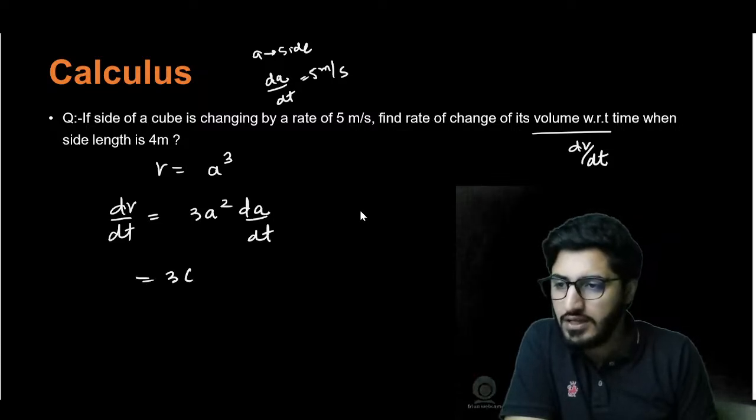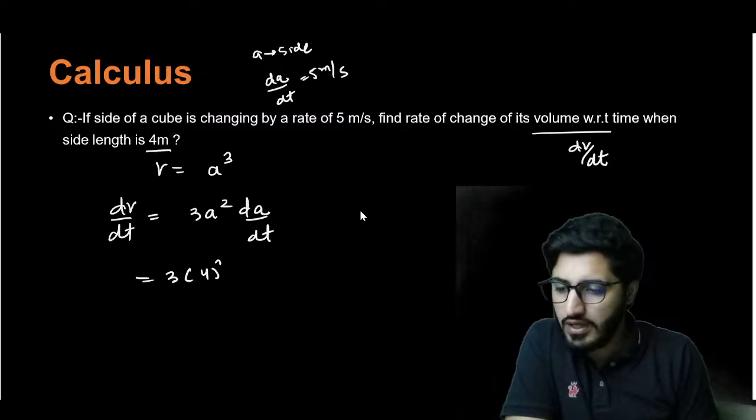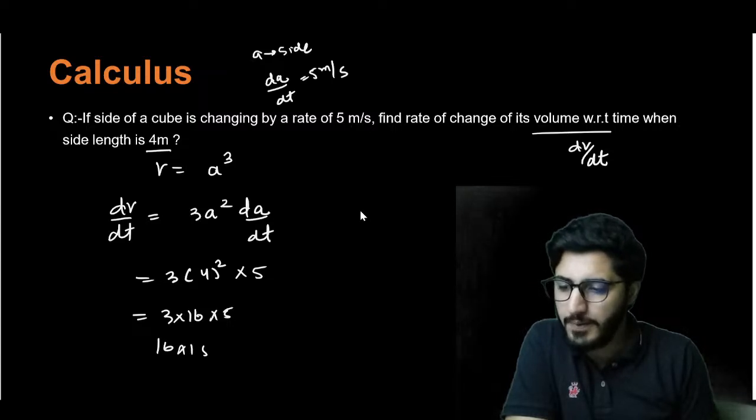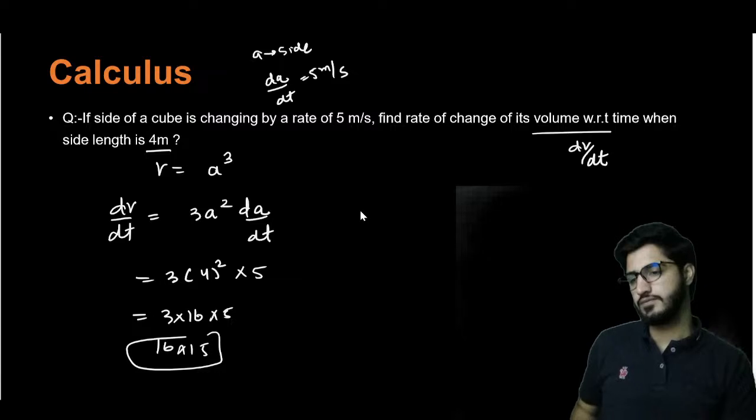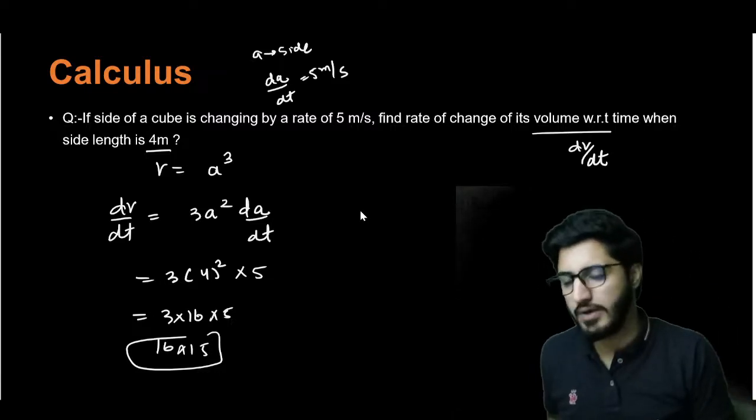What is a? A is 4 meters, so I can write 4 square. Yes, it is 4 meters, so 4 square. What is dA by dt? It is 5. So it is 3 into 16 into 5. Okay, this is my answer.